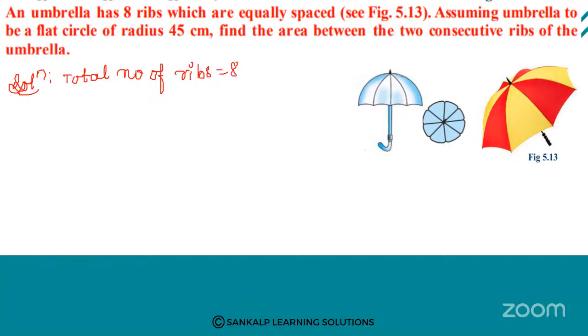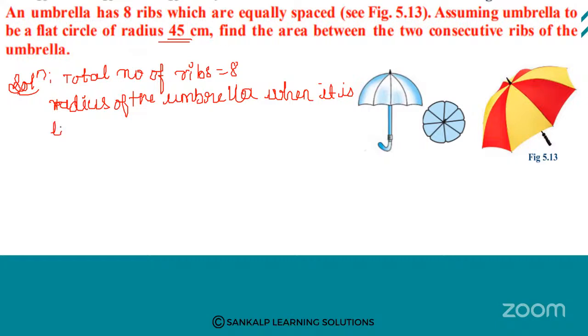Right? So there is one umbrella, and it has 8 ribs. If you make it flat, then what will the radius be? That time the radius is 45 centimeter. So the radius of the umbrella when it is flat, that is 45 centimeter. Next, the area between two consecutive ribs of the umbrella.